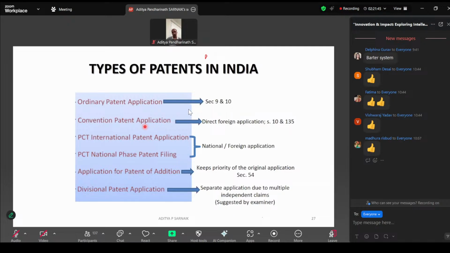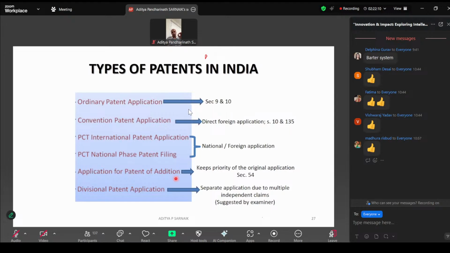Okay, so this is the main difference between PCT application. I'll talk about it. Then there is patent of addition. मतलब मेरा already एक patent है and I add some more thing on that particular patent. Okay, so that becomes patent of addition. Why is patent of addition important? I can increase the scope of the patent, but I cannot increase the date. I get the same priority date.